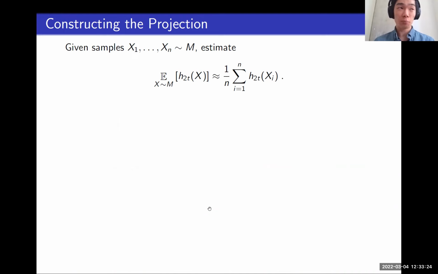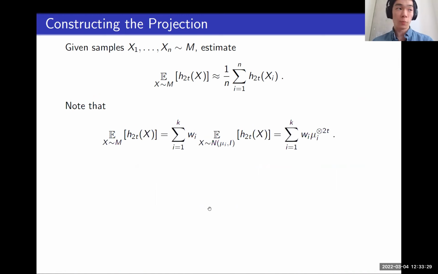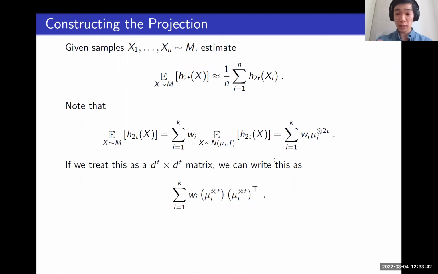So first we'll estimate the expectation of the 2t-th Hermite polynomial. Note that the expectation of the 2t-th Hermite polynomial, just by the basic property, is some sum of w_i mu_i to the 2t, right? This is a d to the 2t tensor, but we can rearrange it as a d to the t by d to the t matrix, which is sum of w_i times mu_i to the t times mu_i to the t transpose. So these are flattened into d to the t dimensional vectors.